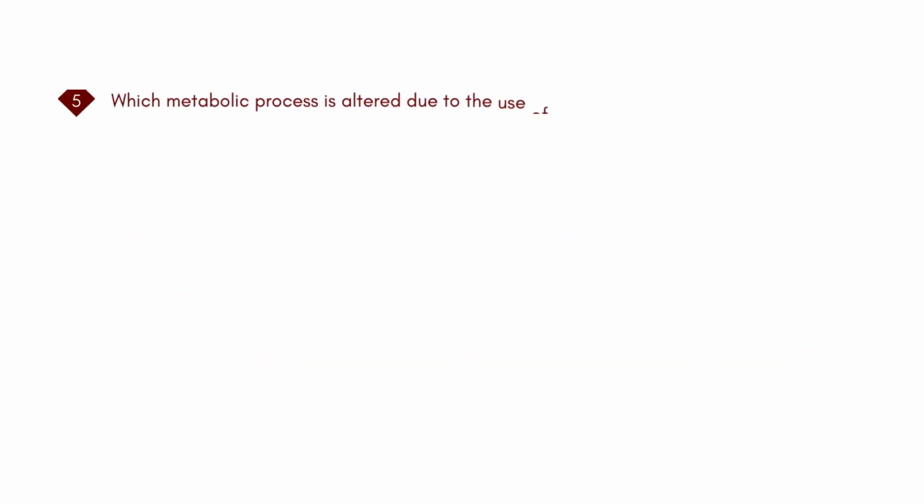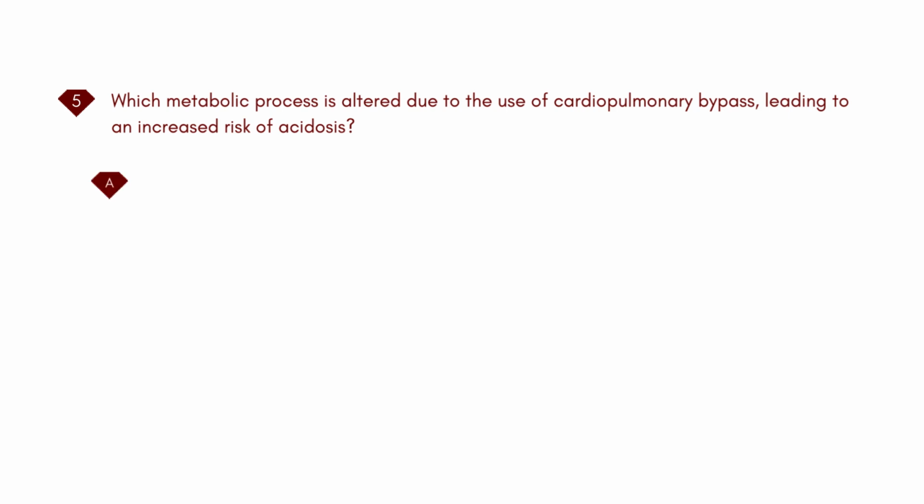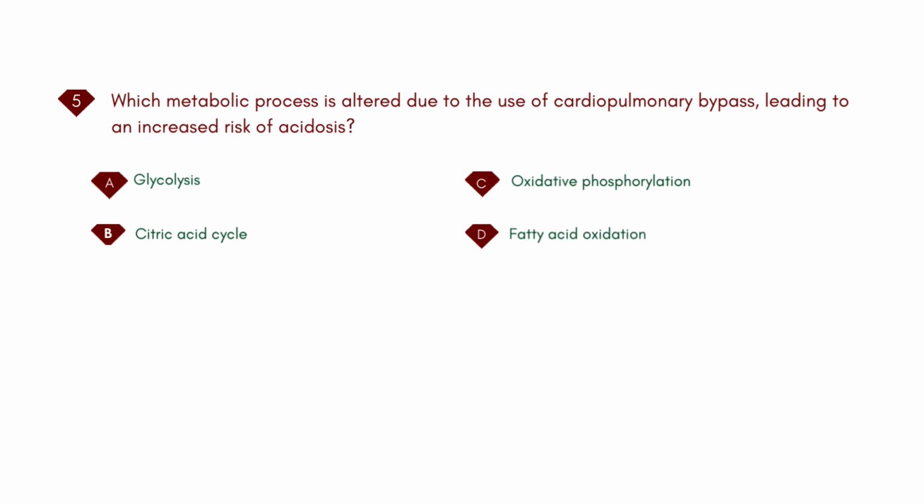Which metabolic process is altered due to the use of cardiopulmonary bypass, leading to an increased risk of acidosis? A. Glycolysis. B. Citric acid cycle. C. Oxidative phosphorylation. D. Fatty acid oxidation.